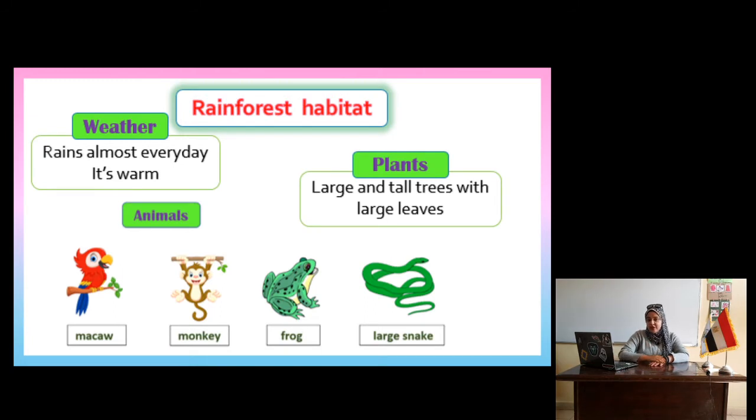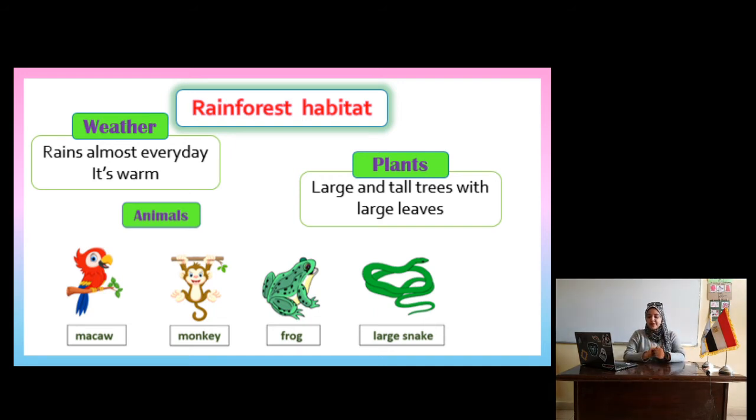What's the weather there? It's raining every day. Almost every day there is rain, okay? Most of the year, the 12 months, there is rain. And the weather there is warm. It's not cold, it's warm. It's sunny all the time, okay? With rains. If you remember the cartoon, you can see that there were large, tall trees with big leaves, okay? So the plants there, they are tall trees, very large, with large leaves, okay?